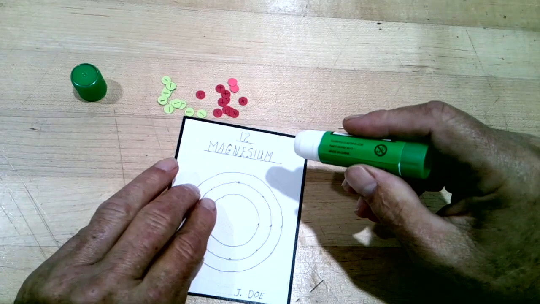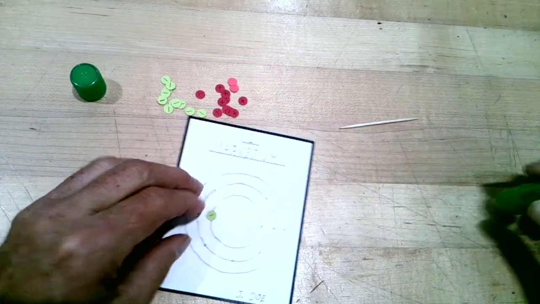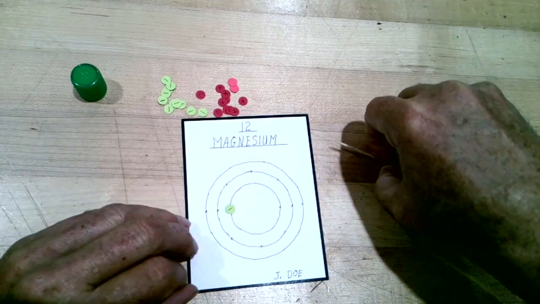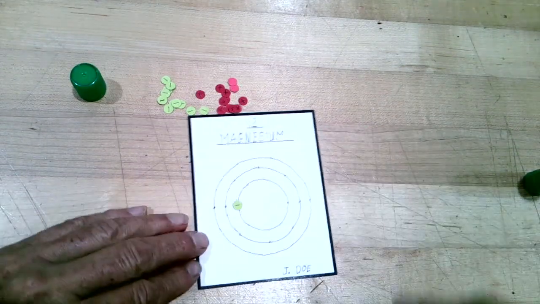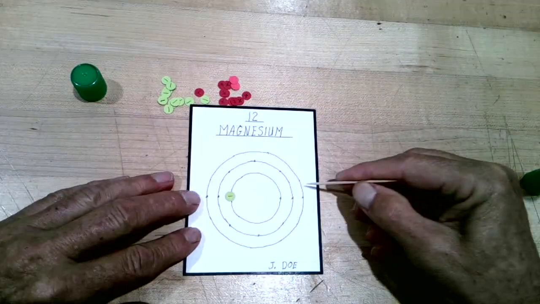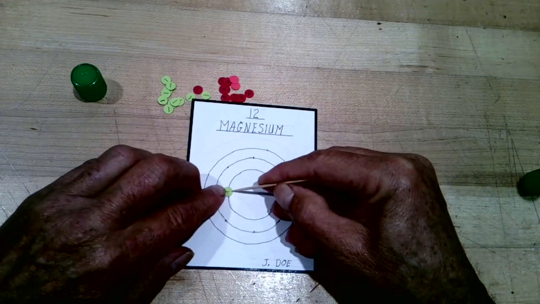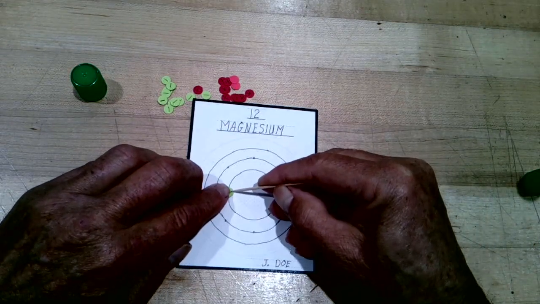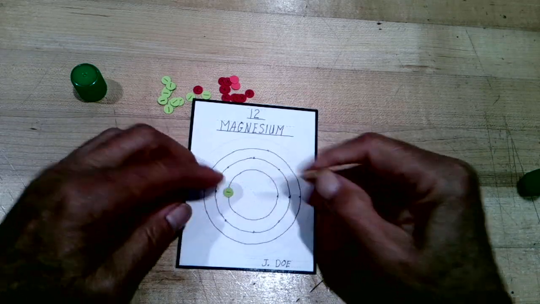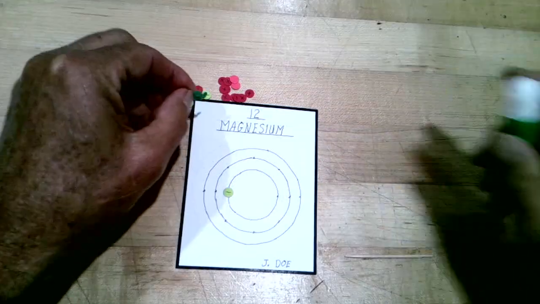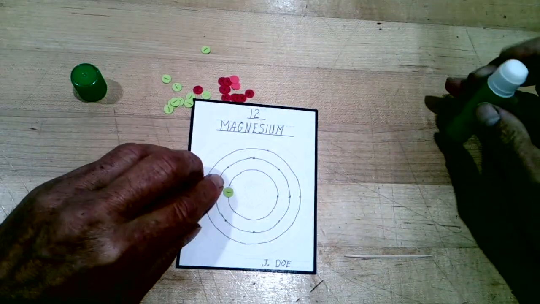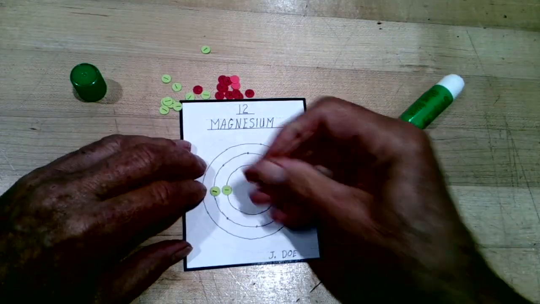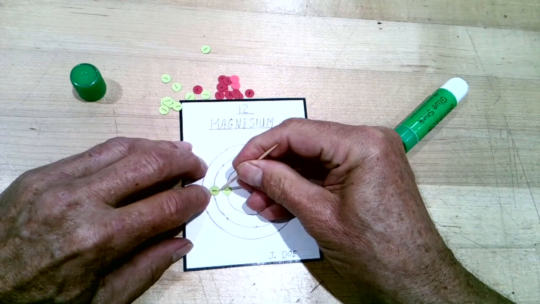Everywhere that I've got a dot on these shells is where an electron goes, and we want this little negative symbol to run horizontally. So when we're holding it in this position, we want all the negative symbols to be going horizontally across. That way when we look at them, we know they're negative symbols. If these pop off, you just put some more glue on them and pop them on again. Usually with glue sticks, once it's dry, they stick on there pretty good.